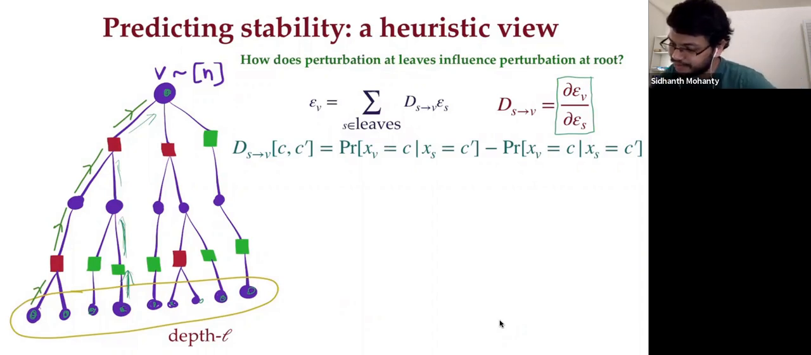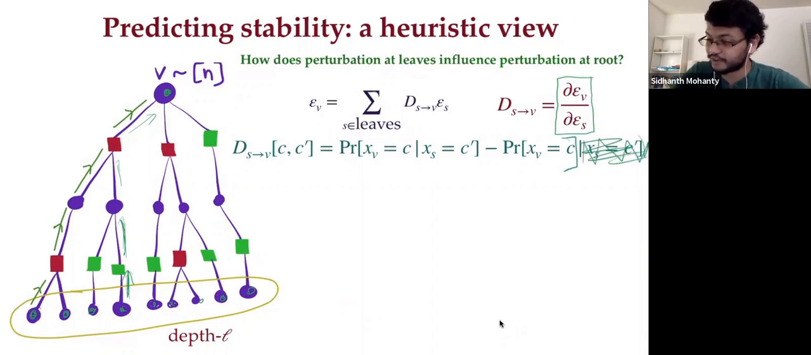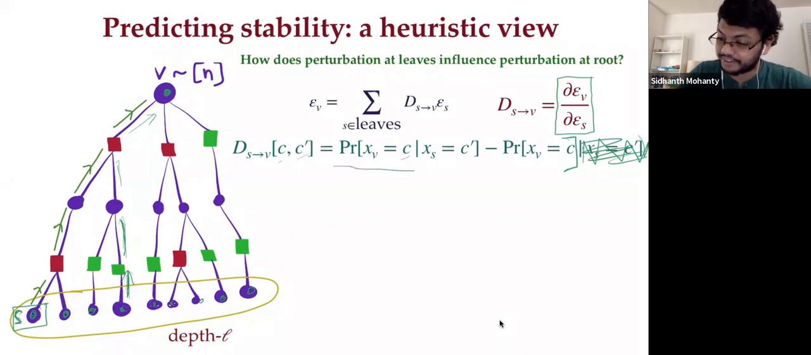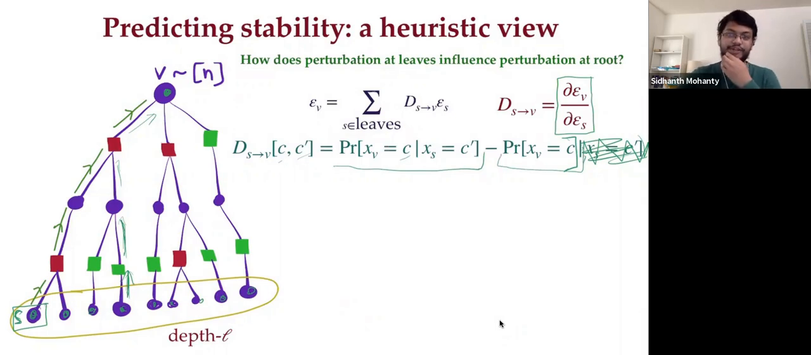And actually, I made a mistake in the description of this matrix. That's embarrassing. So the matrix is actually the following easy to describe matrix. It's a Q by Q matrix. Let's focus our attention on one leaf S. What you get here is a Q by Q matrix, and the (C, C') entry encodes some notion of how much knowing that the leaf S has color C' influences the probability that the root V has color C. So in particular, it's this conditional probability minus just the probability without any conditioning. So this is like some kind of influence matrix, and is what guides the magnitude of the perturbation.